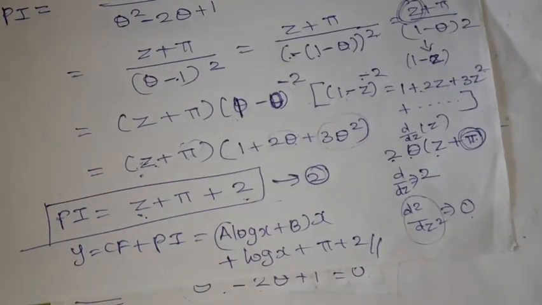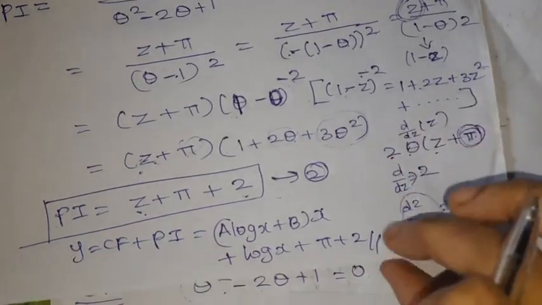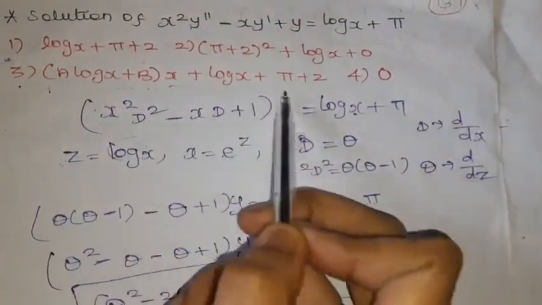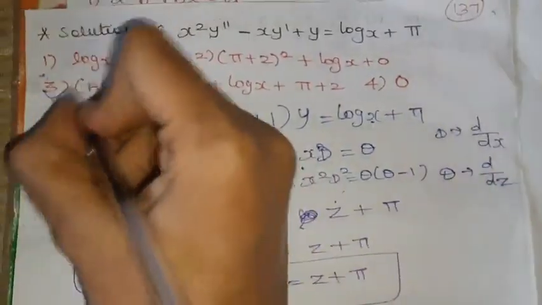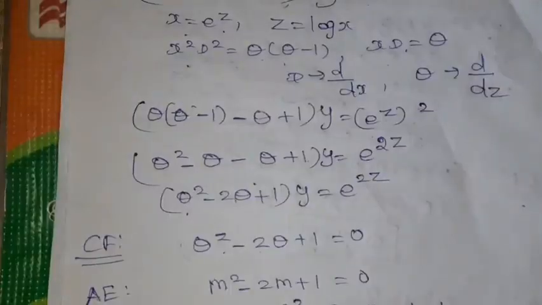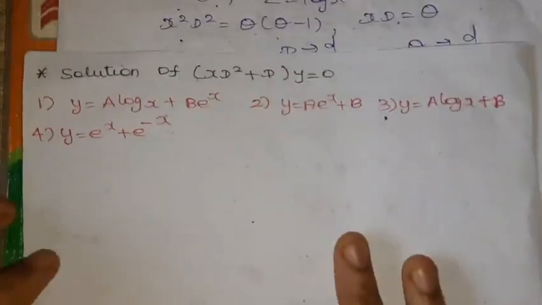Okay, so this is the solution of this differential equation, option 3: a log x plus b into x plus log x plus pi 2. So z we have substituted as log x.